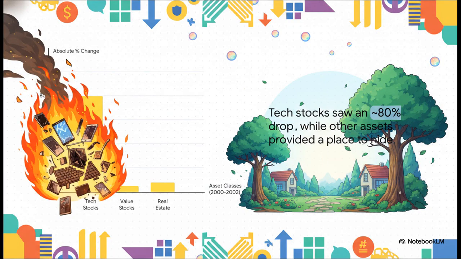And this chart shows you exactly what I'm talking about. Look over on the left. Tech stocks got absolutely crushed, down 80%. I mean, devastating if you were all in on tech. But now look to the right. While that fire was raging, other assets were totally fine. Value stocks were up. Real estate was up. The fire was in one room, not the whole house. There were places you could go to be safe.